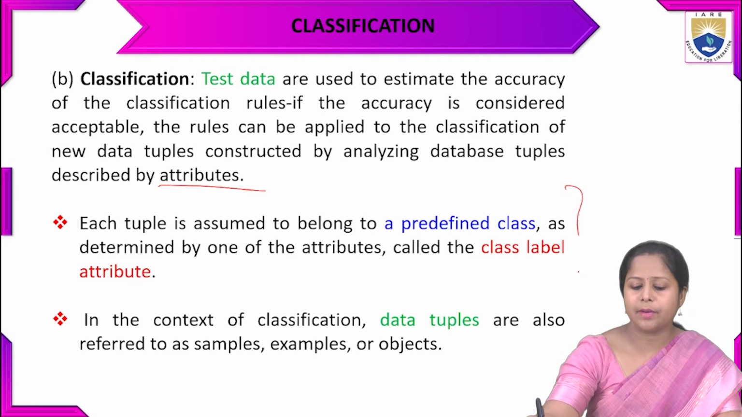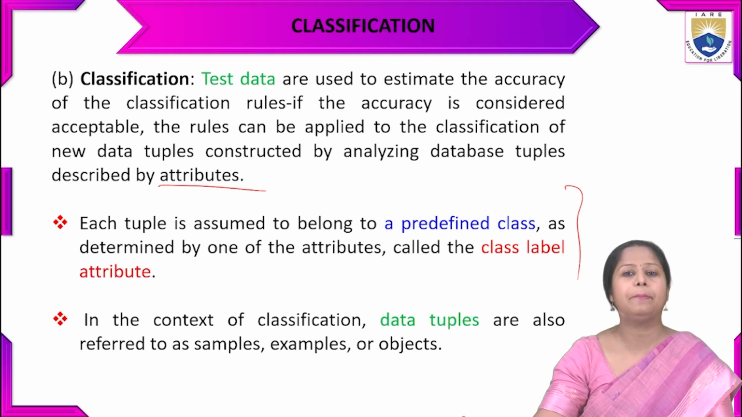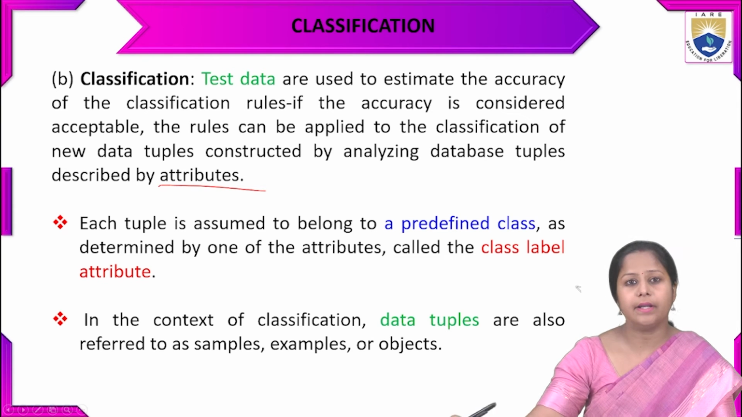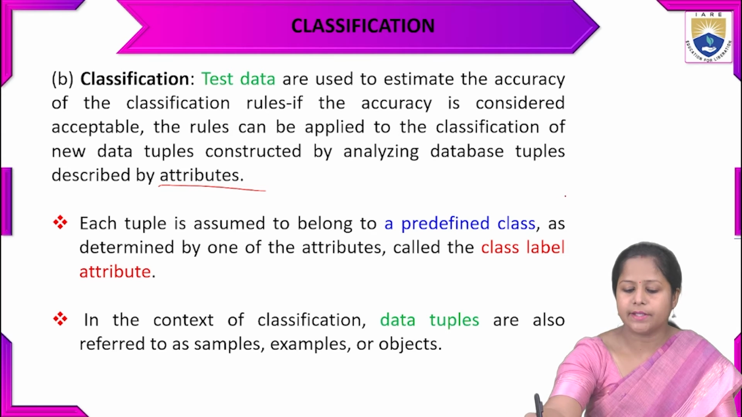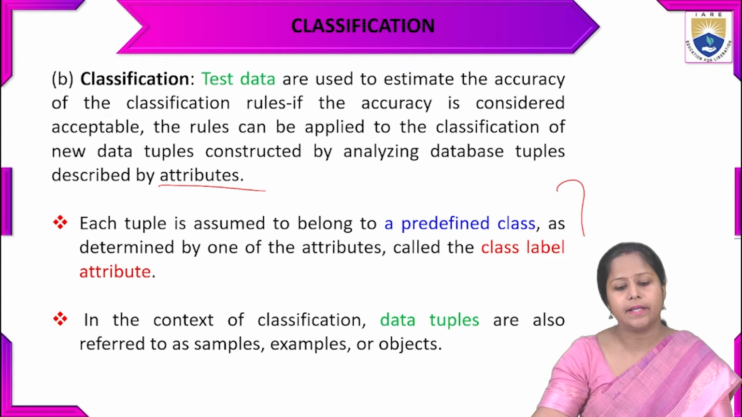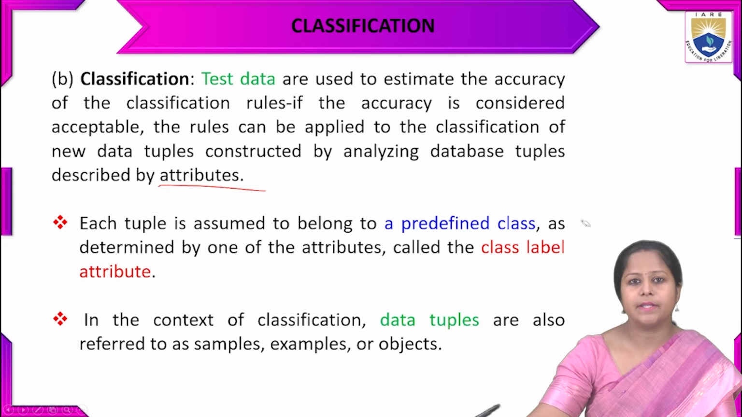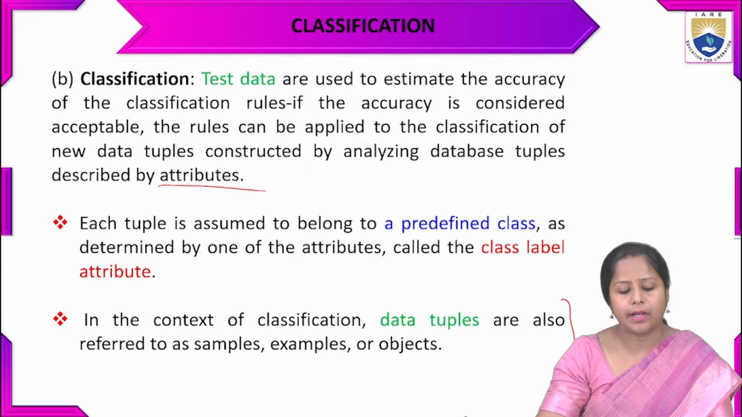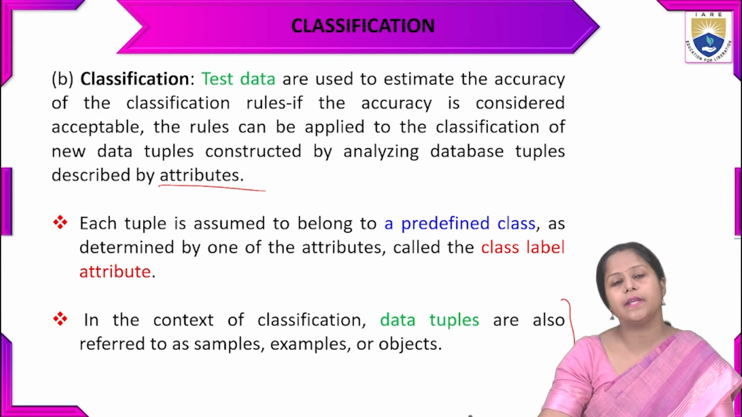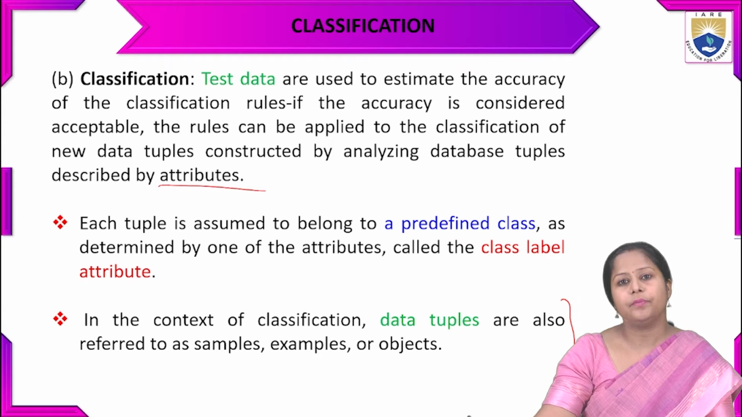Now each tuple is assumed to belong to a predefined class. A predefined class is the class we already know, as determined by one of the attributes called the class label attribute. That is the definition. In the context of classification, data tuples are also referred to as samples, examples, or objects. So we can say the class label is also found in data tuples, samples, examples, objects, like that.